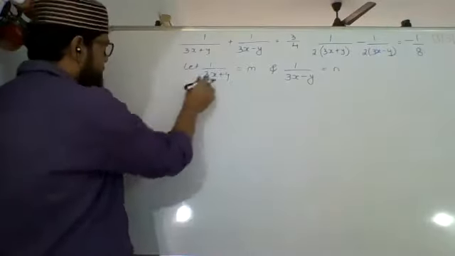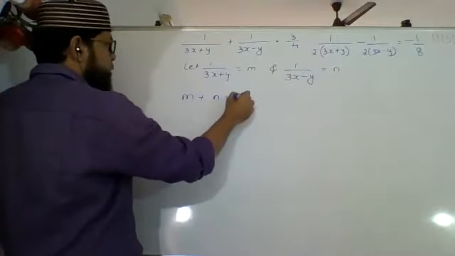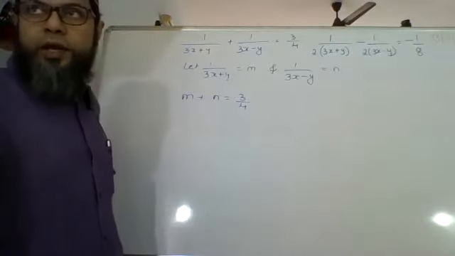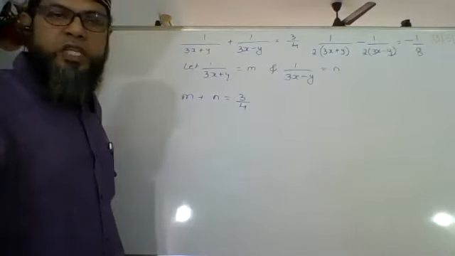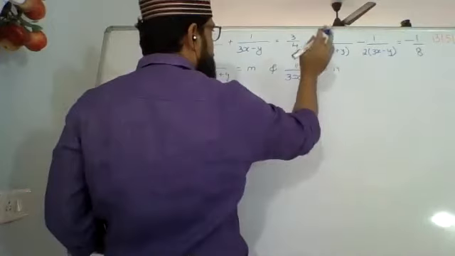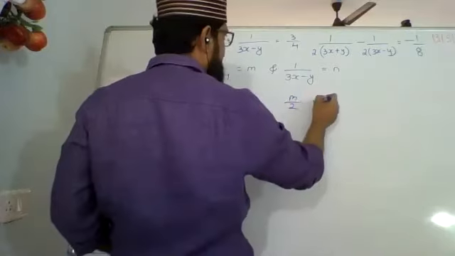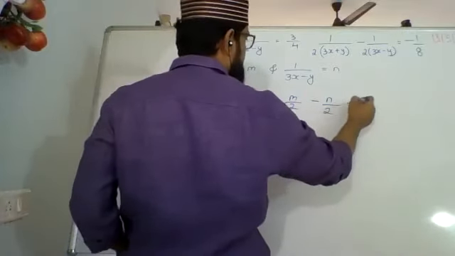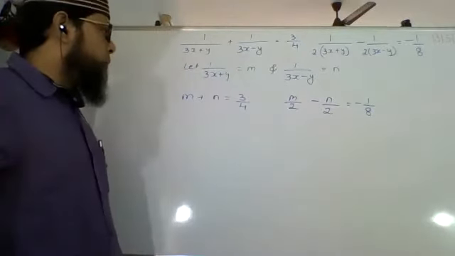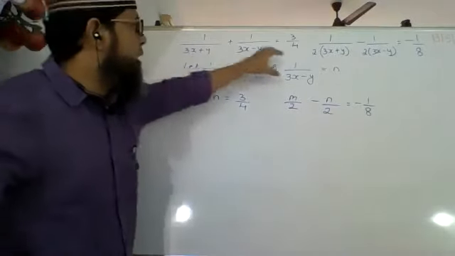So my first equation will become, since this whole thing is m, m plus n equals 3 upon 4. Simple. And the second equation, 1 upon 2 will remain the same. It will become m upon 2 minus n upon 2 equals minus 1 upon 8. क्योंकि ये जो है ये हमने सिर्फ substitute किया.